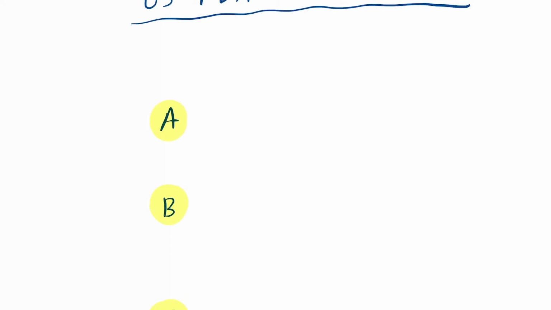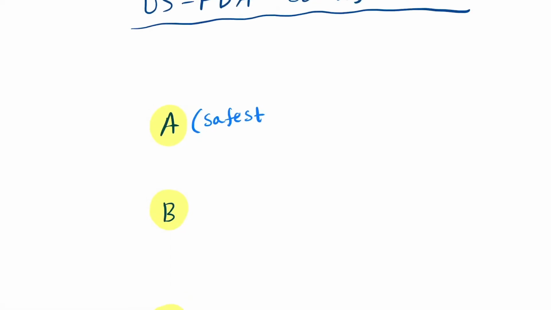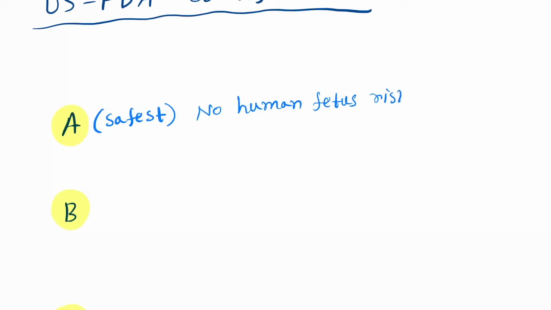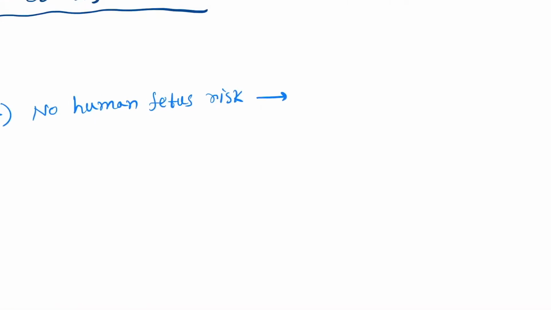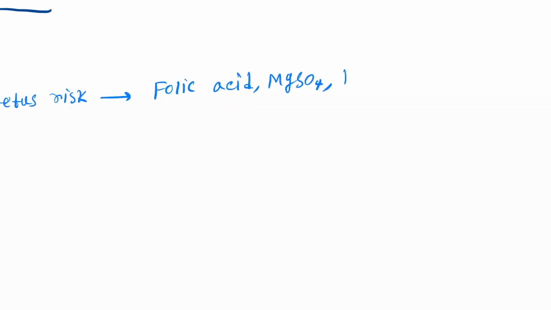Now start with category A. This is the most safest, that means with little harmful effects. Okay, no human fetus risk. The drugs are folic acid, magnesium sulfate, and doxylamine.